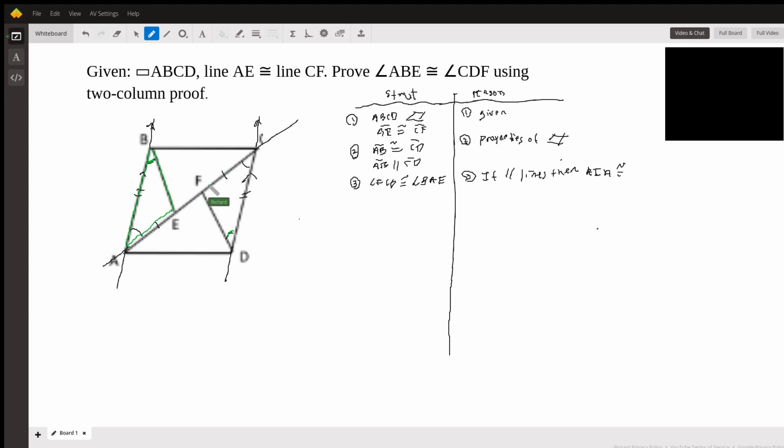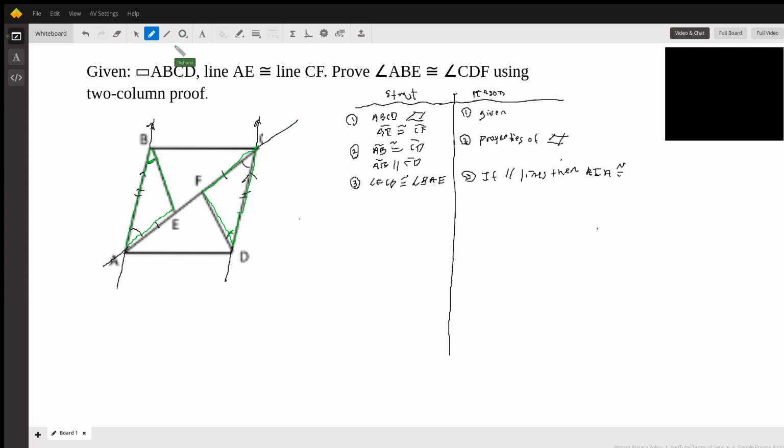It's nice to have color when you're doing geometry proofs. I always tell my students to bring colored pencils in and to use colored pencils on homework. Bring them in when they're taking a test. I've never known a teacher to say that's not allowed. So you can see we have a side angle side here, and we have a side angle side here because AB and CD are congruent.